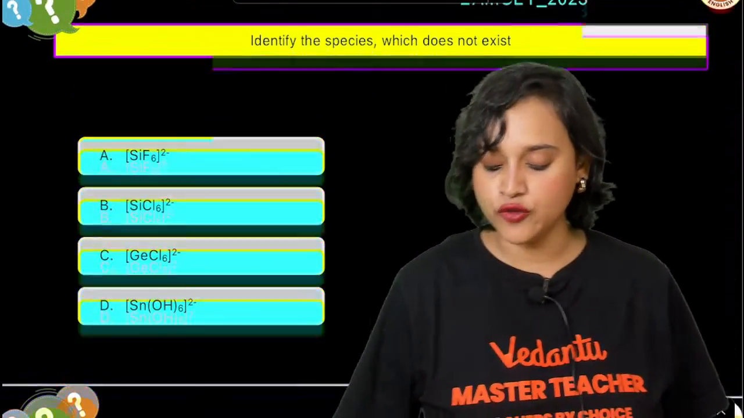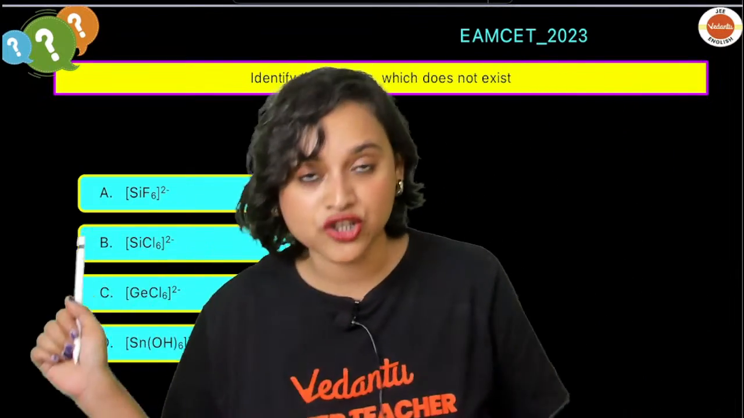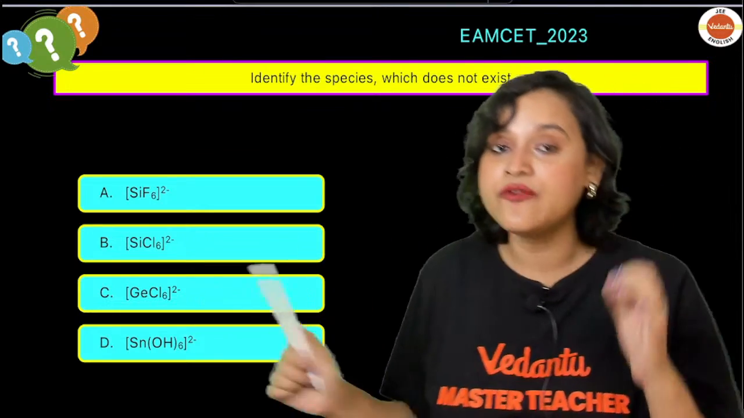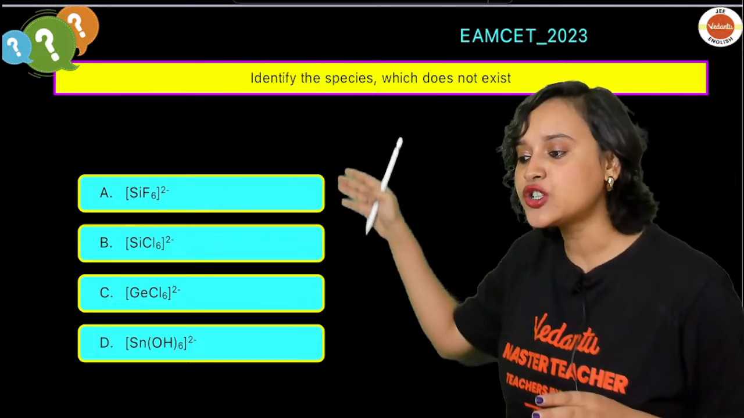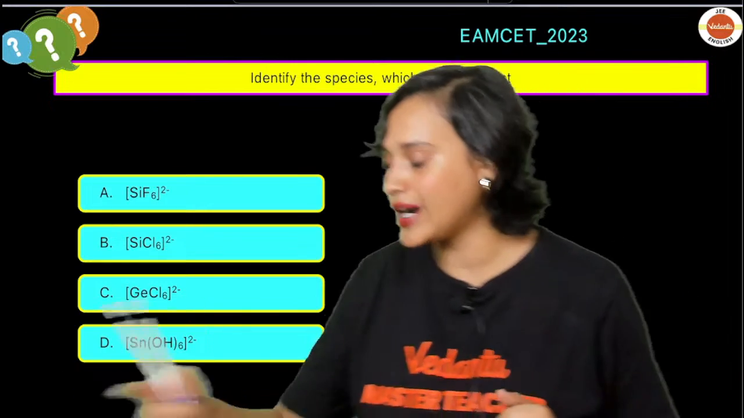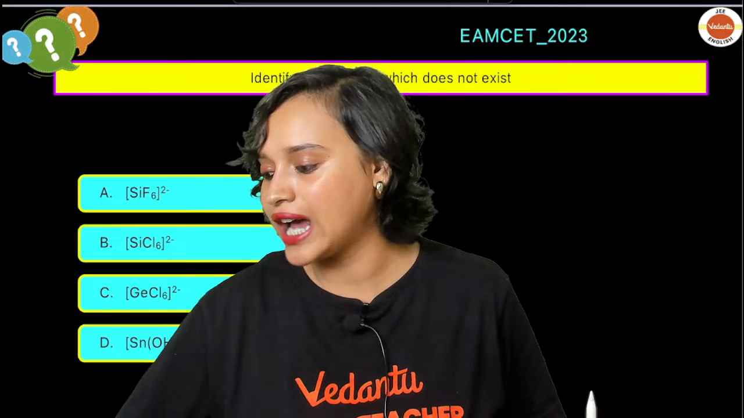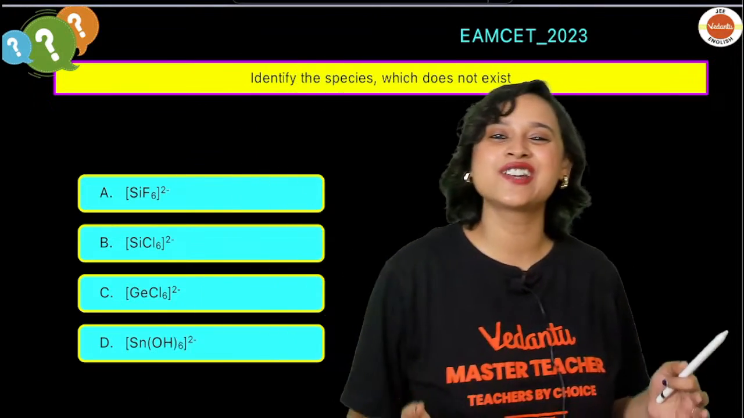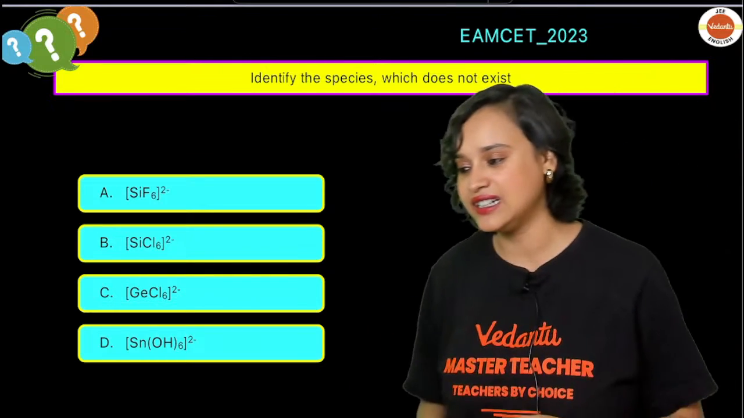Now moving on. Another EAPCET 2023 question, everybody. This is also a previous year question. Identify the species which does not exist. Which one of these does not exist? Come on, tell me. Yes, you are absolutely right, Ti +4 is colorless because it does not have a single electron in the d orbital or in the s orbital. Hence, this is colorless.